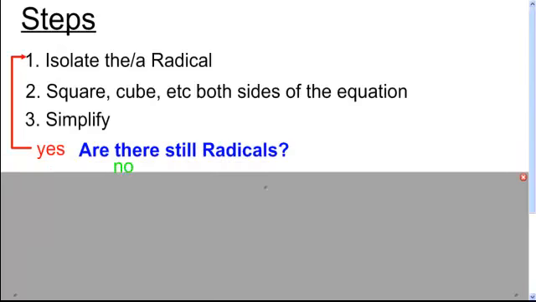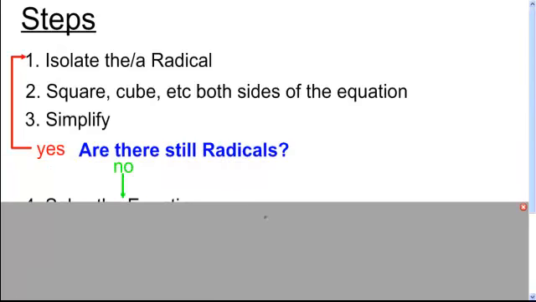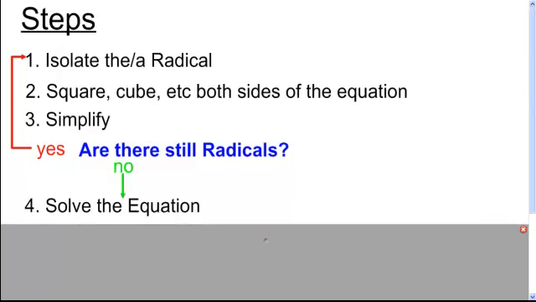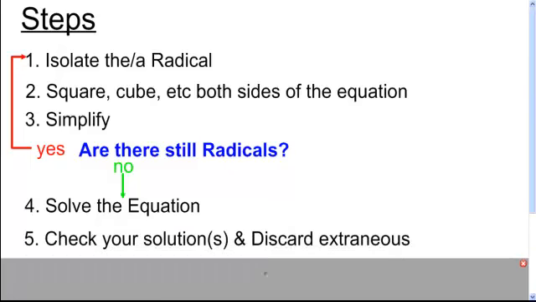After you simplify, you have to ask yourself the question, are there still radicals? If there are still radicals, you go back up to step number 1, isolate a radical, and keep going. If there are no radicals, you get to move forward and just solve the equation. It's going to be a regular equation. It may be linear, it may be quadratic, it may be cubic, etc. You have to solve it. Set it equal to 0. If it's squared or above, factor to solve.